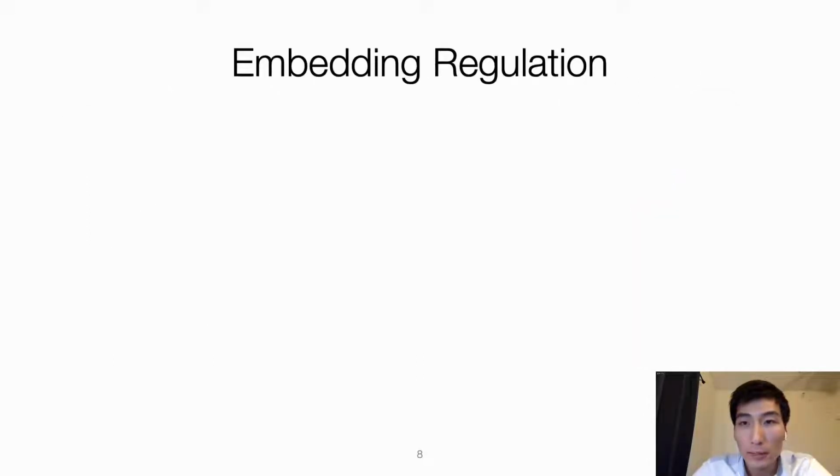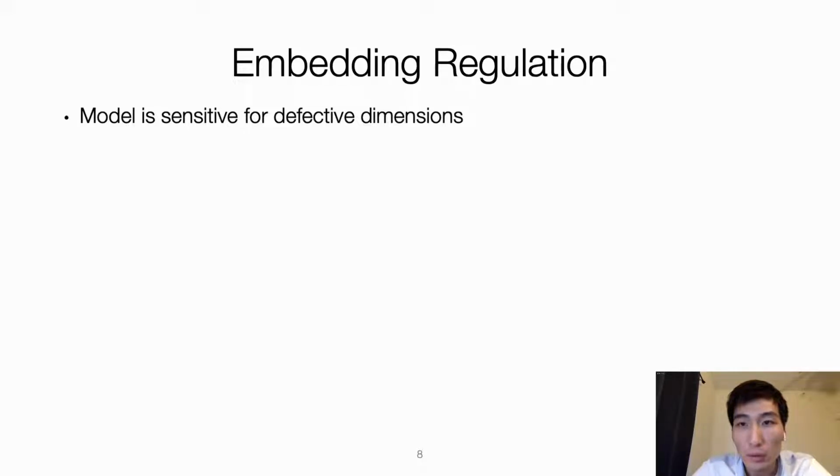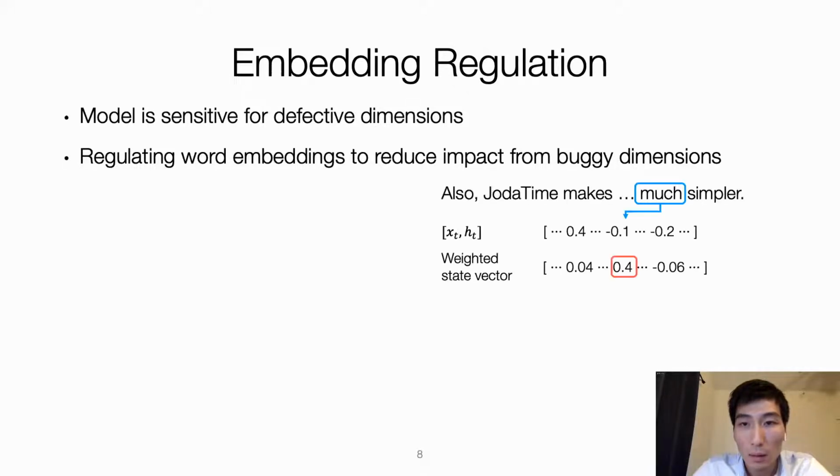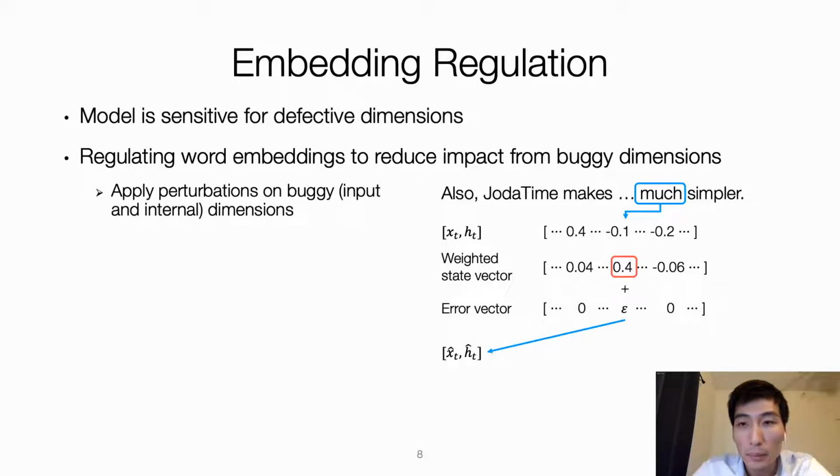From our previous analysis, we know that the presence of misclassification is due to the sensitivity of the model to defective dimensions. We hence aim to reduce such sensitivity by regulating word embeddings. We've identified defective dimensions in the previous slide. Here, we add random perturbations on those dimensions.